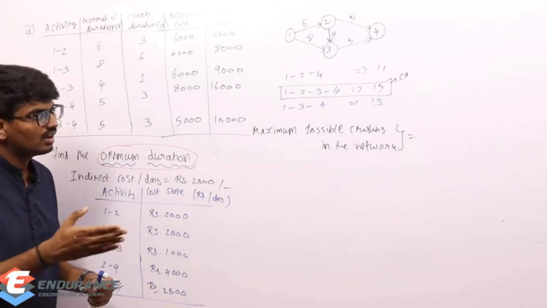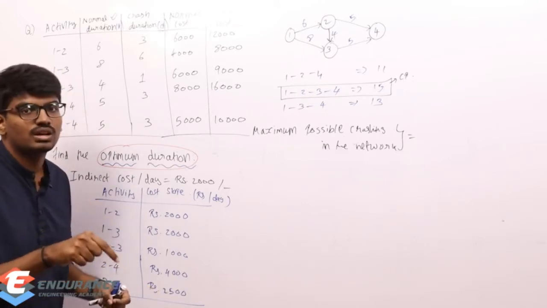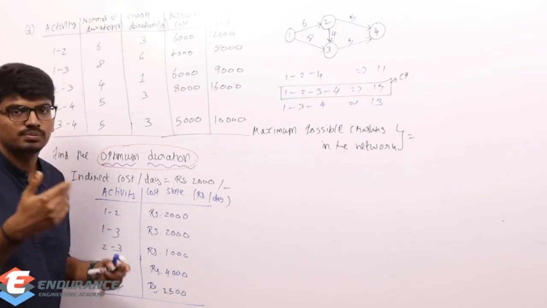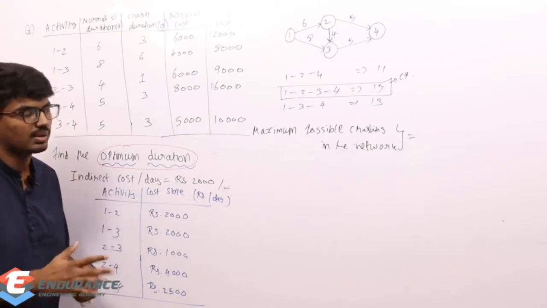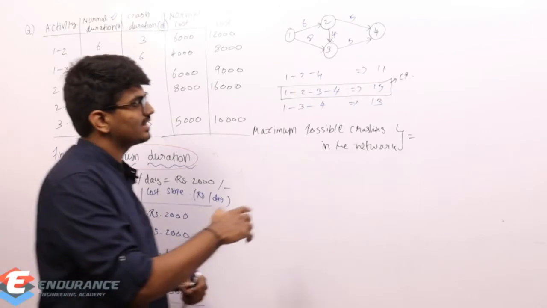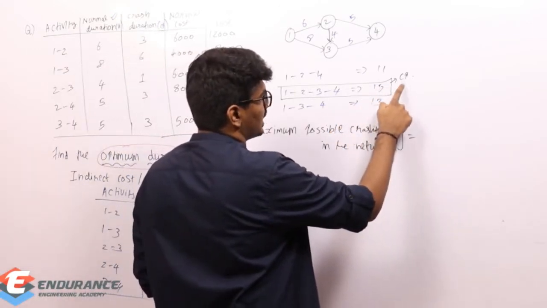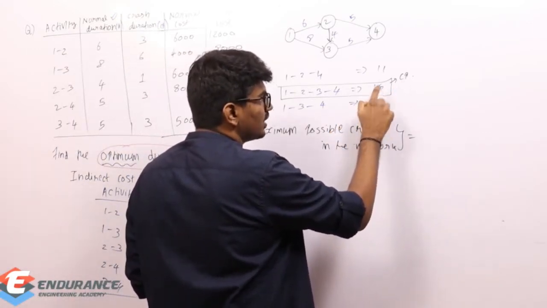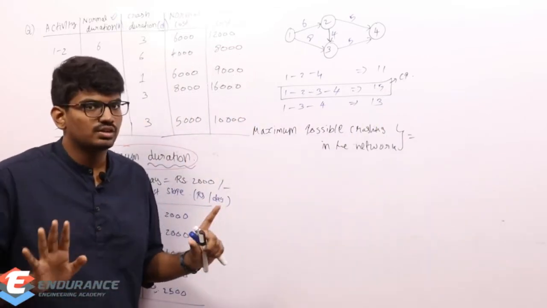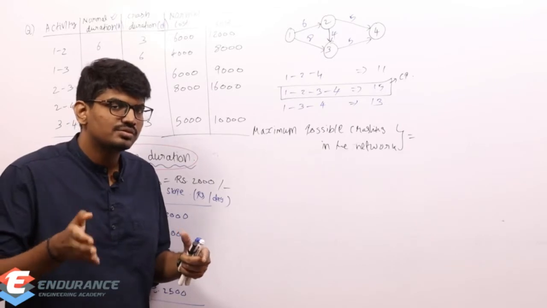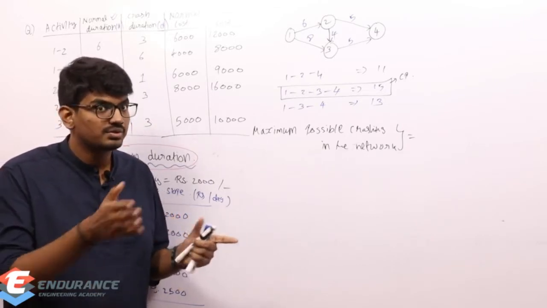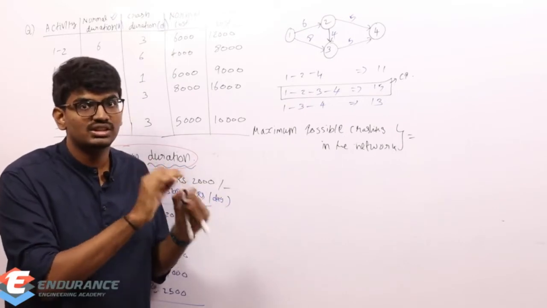That's what I need to find out, right? So how to find the minimum cost corresponding to the optimum duration? Simple. If I change this, this is our critical path. If I am able to reduce from 15 to 14, the project duration is also reduced from 15 to 14. If I reduce it from 15 to 13, the project duration is reduced from 15 to 13. So now the new project duration will be 13.